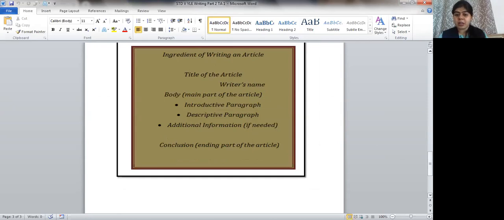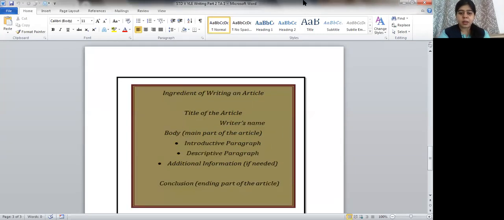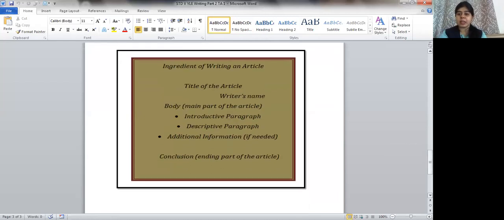Second, the body, the main part of the article; the introduction should be a very important thing. Article writing is somewhat similar to your essay writing, okay? Then a descriptive paragraph describing in more detail about that topic, okay? And any additional information, if you have to give, you can give it, or it is optional. And as we do in letter writing and even in essay writing, students, the conclusion should also be a part of your article writing. Yes, so conclusion is really very important when we talk about article writing.